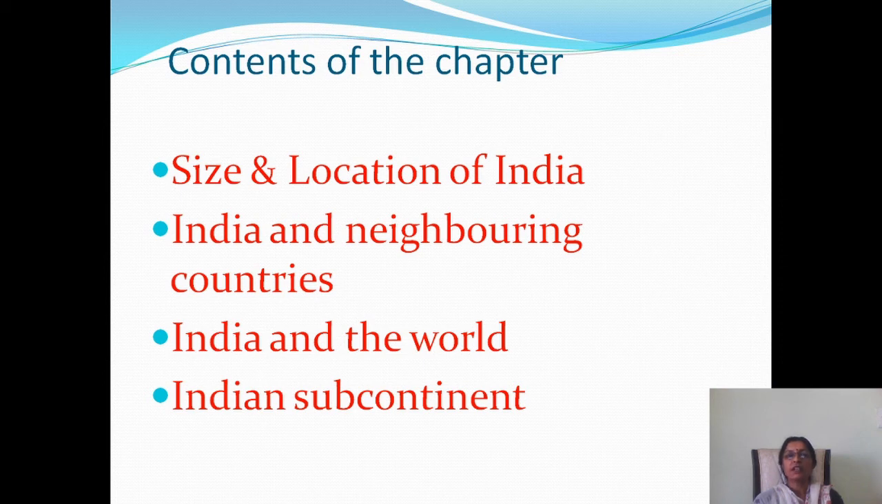The main contents of this chapter are size and location of India, India and its neighboring countries, India and the world, and Indian subcontinent. We will read about these 4 contents in this chapter.